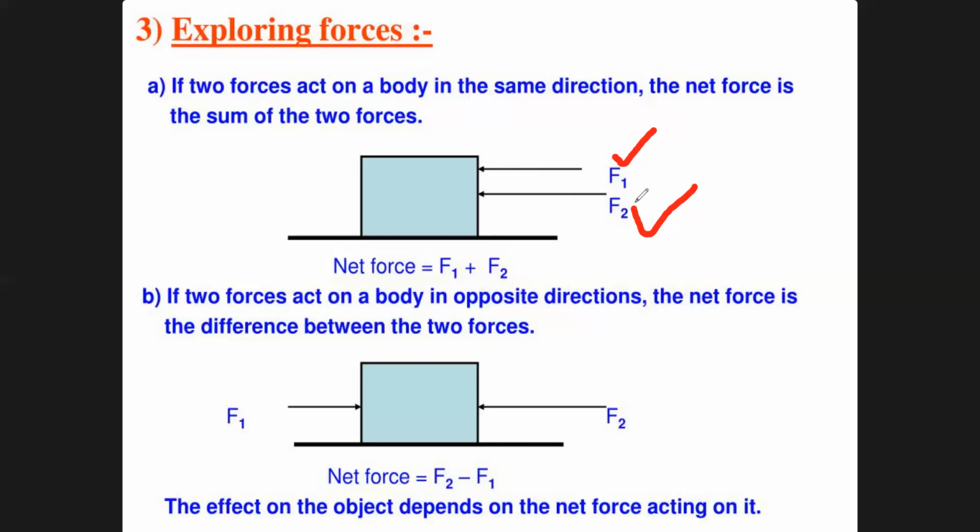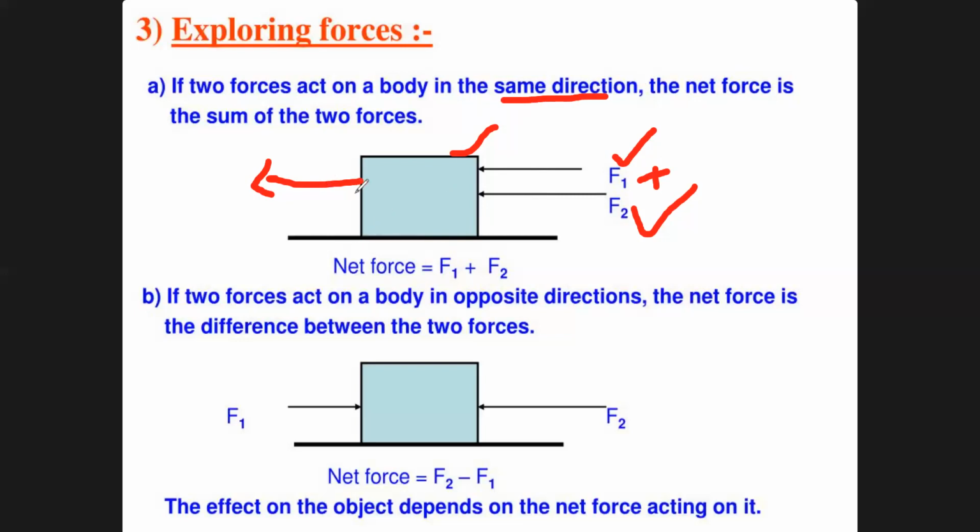So now F1 and F2 are two different forces acting with different magnitudes on the block. Whenever these two forces act, what would happen? The block will move in a forward direction. Why? Because when two forces act in the same direction, the net force is the sum of these two forces, right? So F1 plus F2 gives the net force.